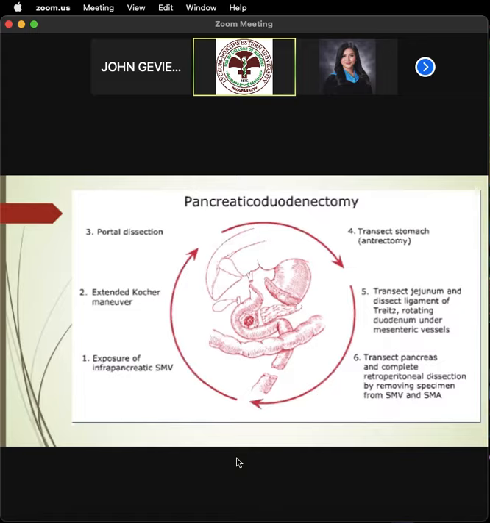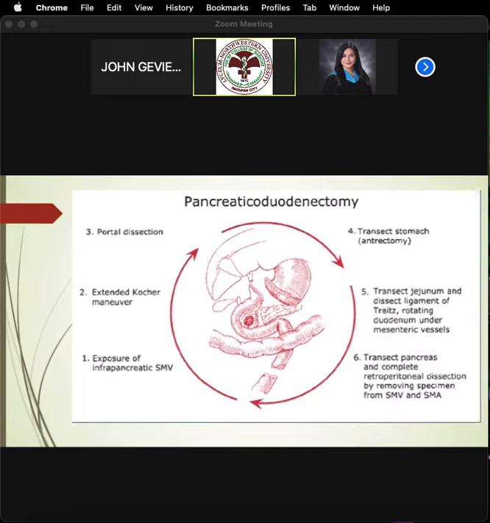Then next you transect the stomach. If you will perform a classic Whipple's procedure, you transect the stomach at the antrum. But if you are planning to do a pylorus-preserving Whipple's procedure, okay, you preserve the pylorus. Okay, you just transect right below your pylorus. Then you proceed with the transection of the jejunum and dissect the ligament of Treitz in order to mobilize the jejunum and the last portion of your duodenum. Then lastly, you transect the pancreas.